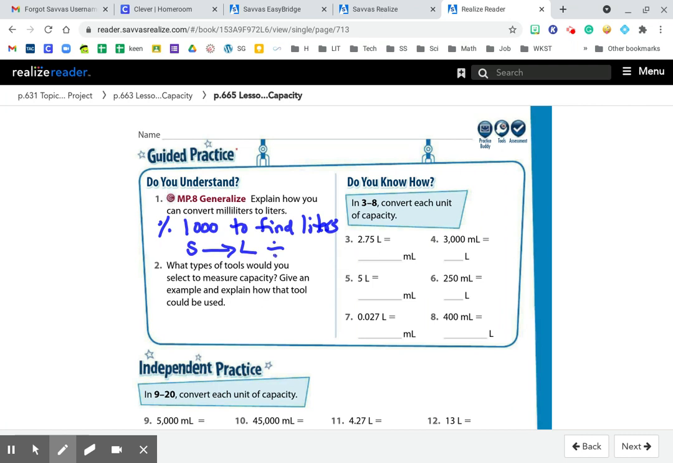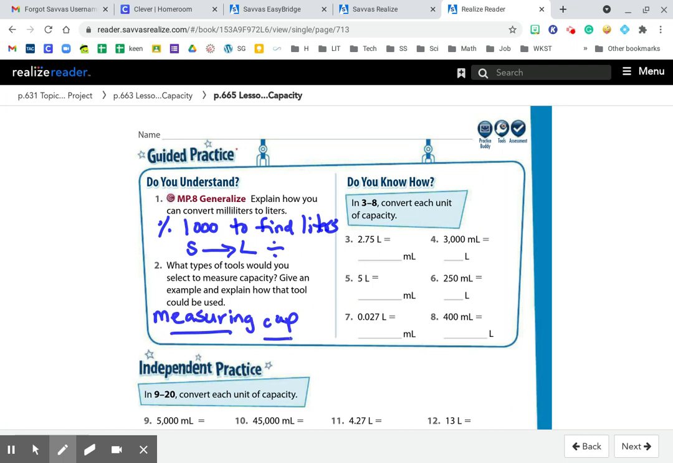What types of tools would you use to measure capacity? So for capacity, we're measuring liquid measurement. We're going to use maybe a measuring cup that has metric measurements on there. You might have those in your house, liquid measurement. Then convert each unit of capacity.